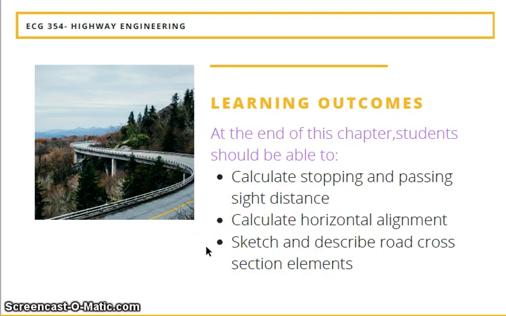For learning outcomes, at the end of this chapter, students should be able to calculate stopping sight distance and passing sight distance, calculate horizontal alignment, and sketch and describe road cross-sectional elements.